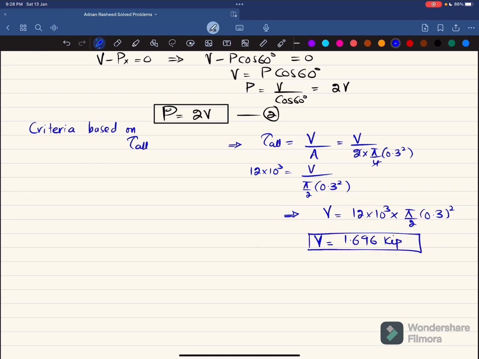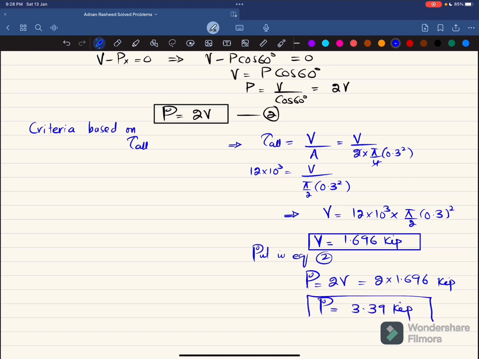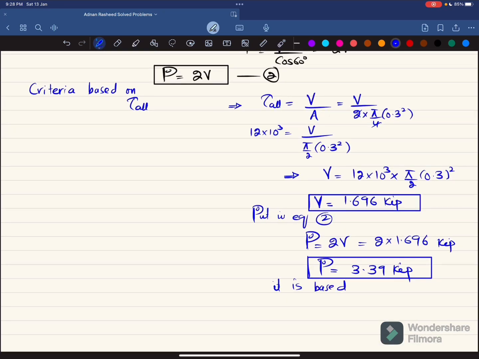Now you have this V, so put it in equation number 2. So you will get P is equal to 2 times V, and that is equal to 2 multiplied by 1.696 kip. So you will get this P equal to 3.39 kip. Now this is the tensile load based on shear stress, the allowable shearing stress.